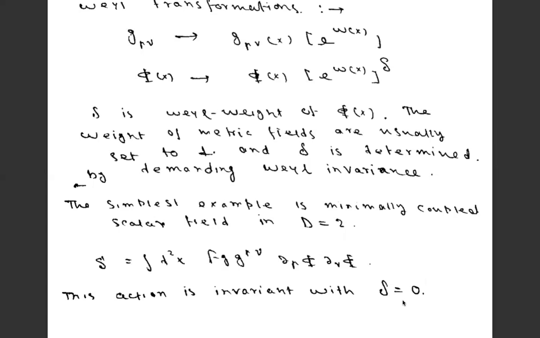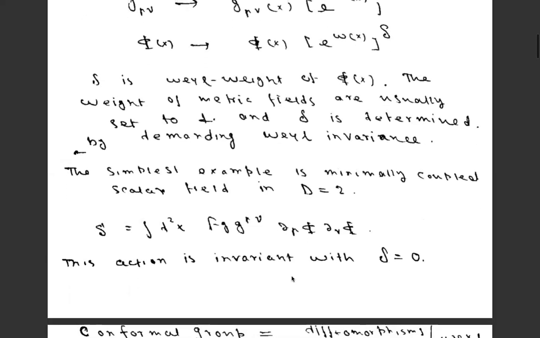This is very crucial to D equal to 2. If you go to higher dimensions, you can see that this is not going to be Weyl invariant, and you have to additionally add some non-minimal coupling terms to make it Weyl invariant. And there you will find that delta is not equal to 0. So delta equal to 0 is very characteristic of D equal to 2. This is the characteristic property of D equal to 2.